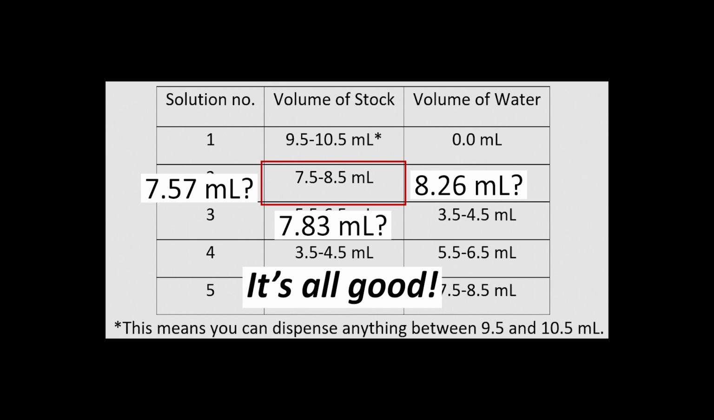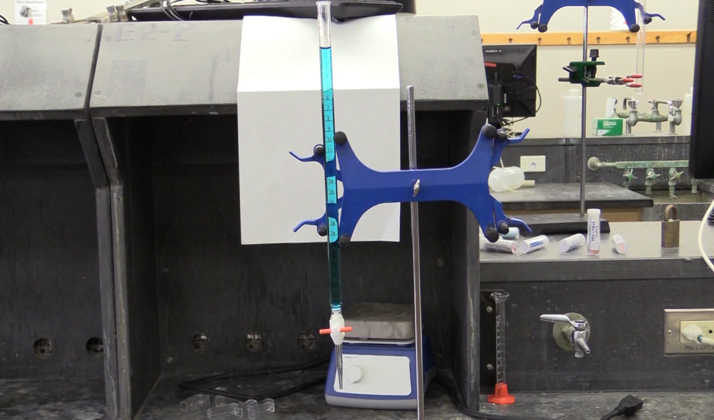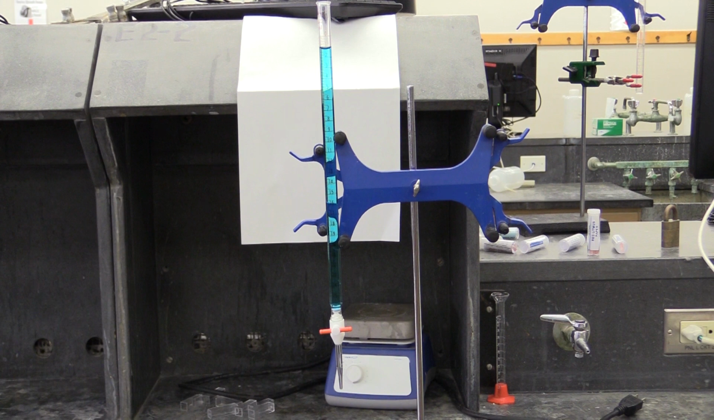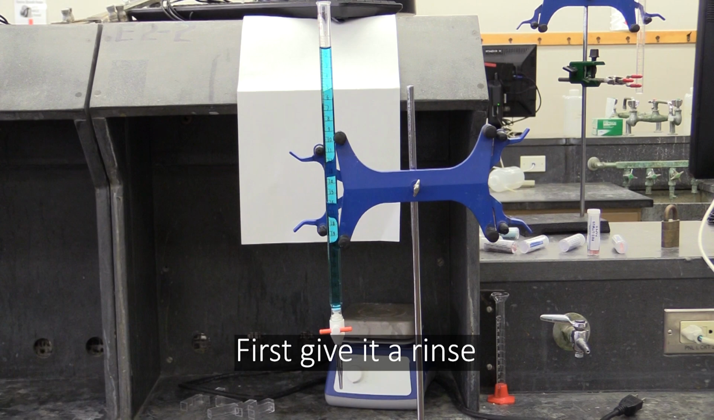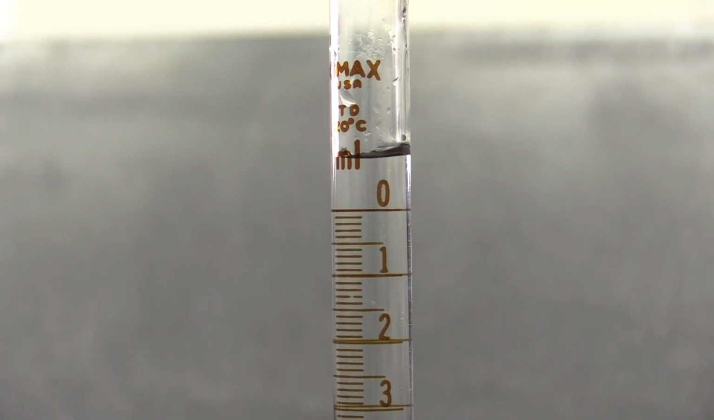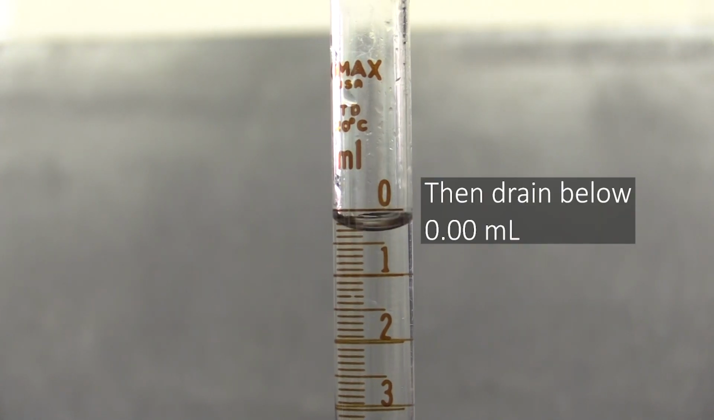The nice thing about this is you don't have to worry about dispensing a certain specific volume of stock or water for each solution. The best tool to measure out the volumes you'll be working with is the Buret, so you'll have to set up one Buret with stock solution in it and another with water. In case you're new to the Buret, here's a couple things to remember about using it. To get your Buret ready, you first rinse it with the fluid you're going to dispense from it. You then fill it to somewhere past the 0.00 mL mark and drain a little bit of the solution out, enough to get it below the 0.00 mL mark.